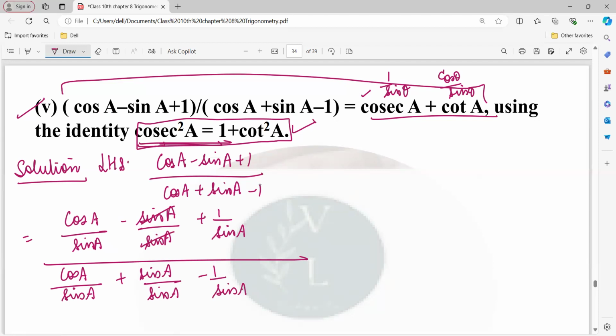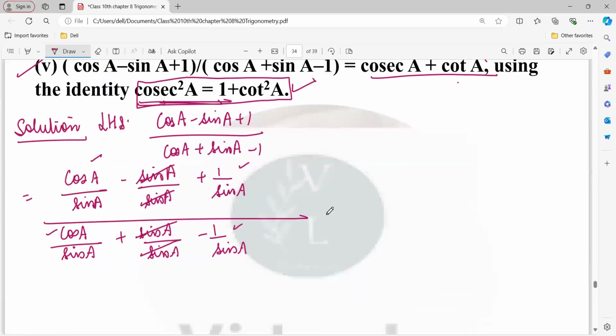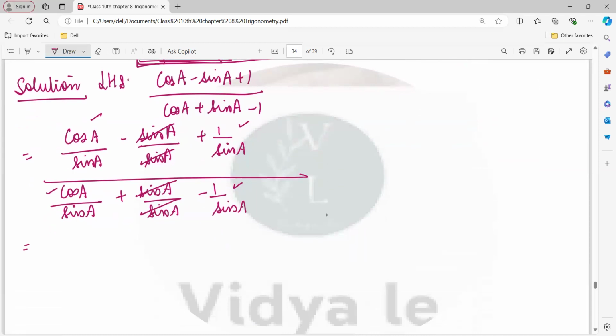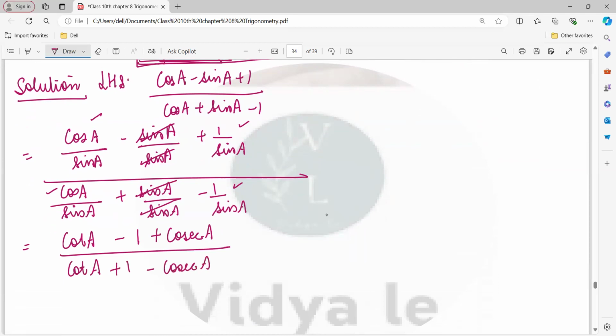Now this sin and sin will get cancelled, and this sin and sin will get cancelled. This cos upon sin is cot, and this cos upon sin is cot. 1 upon sin is cosecant, 1 upon sin is cosecant. So we got similar terms like cosecant and cot. So let's write it down. We got (cot A minus 1 plus cosecant A) upon (cot A plus 1 minus cosecant A), right?